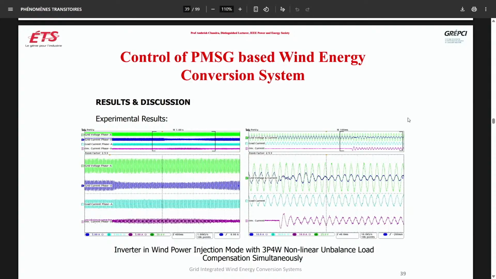And here also you see grid voltage and current, load current, inverter current. And if you expand this portion here, this is the grid voltage, this is the grid current. Before the starting of the grid inverter, grid currents were distorted. But as soon as you started it, it becomes sinusoidal and in phase with the voltage.